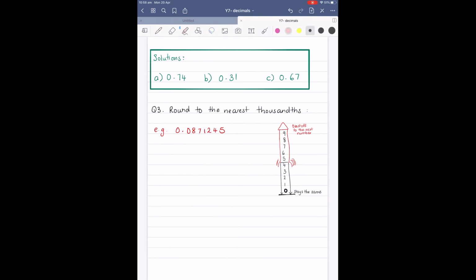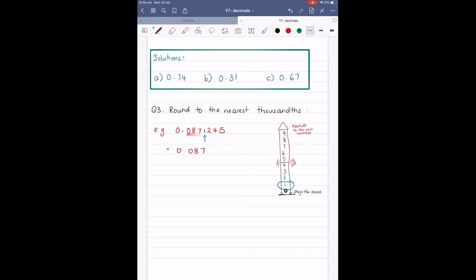Now, in your thousandths column, we want to know which number it is first. So that's your tenths, hundredths, thousandths. So number 7 is in your thousandths column. It means we want 3 decimal places. Looking at your next number, it's a number 1. Number 1 doesn't have enough power to blast off. That means my 087, so 87, remains the same. And that's how you round it to the nearest thousandths.